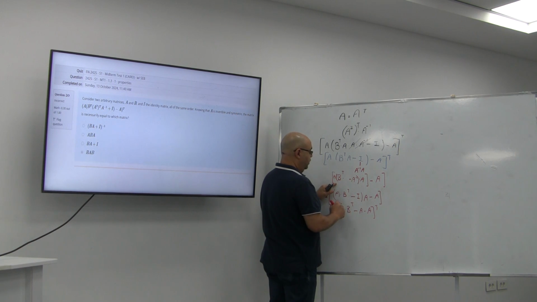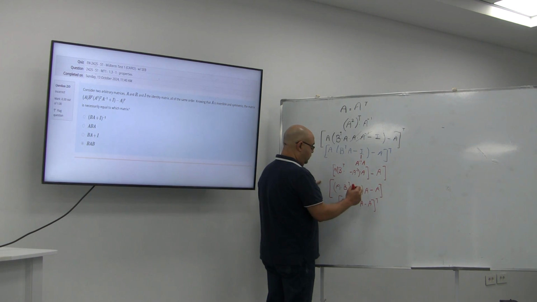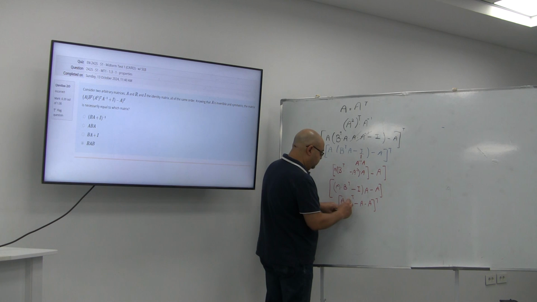Power of -1. Okay, then I have these two A's. Then the second step is multiplying by A, so I will have A times B transpose minus I, so this part is cancelled. And now I have A times B transpose minus A, but actually this value is times A.